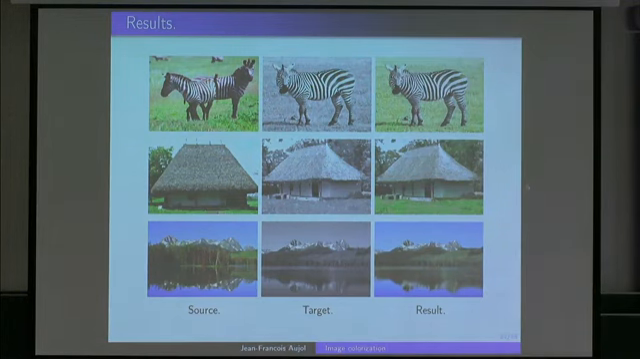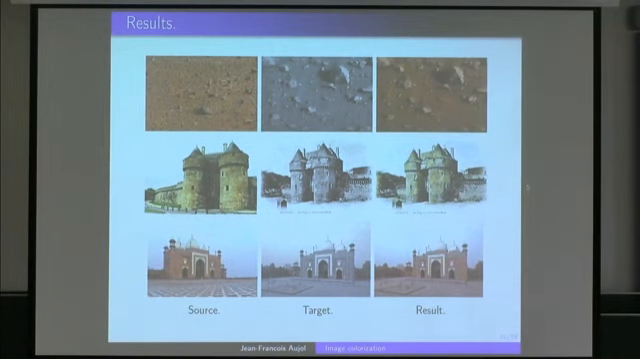So, a further example with our approach. In the middle are the target images to colorize. On the left, the source image we use to take the color, and on the right, the results we get. So I think it's quite reasonable. Other examples are here, and you always have the image to colorize in the middle, the source image on the left, and the results on the right.